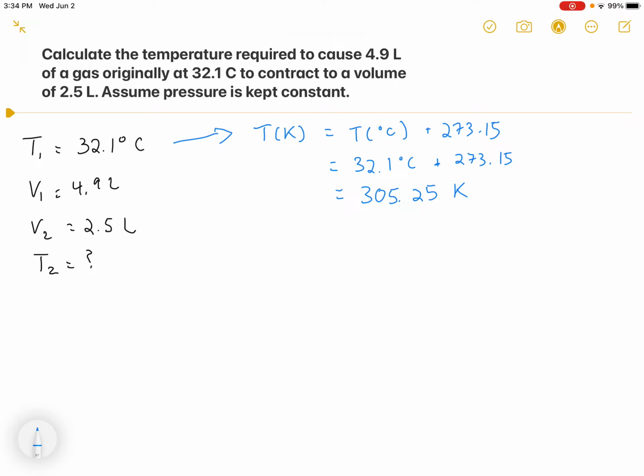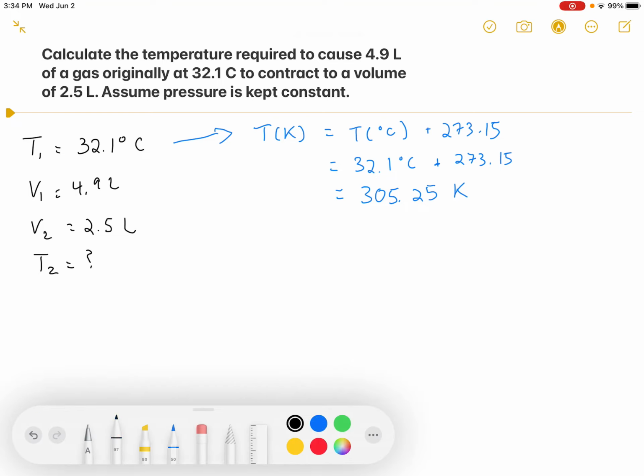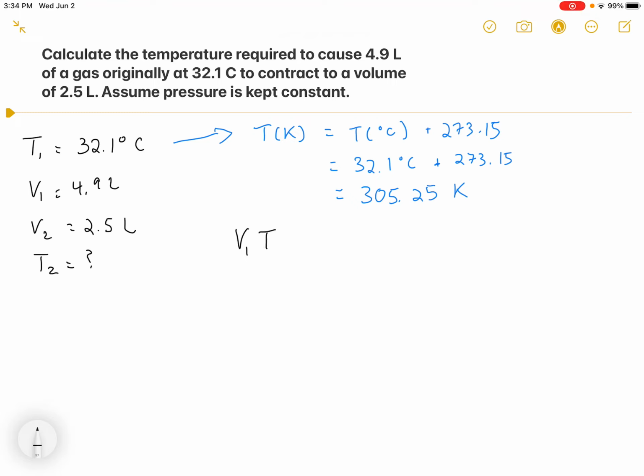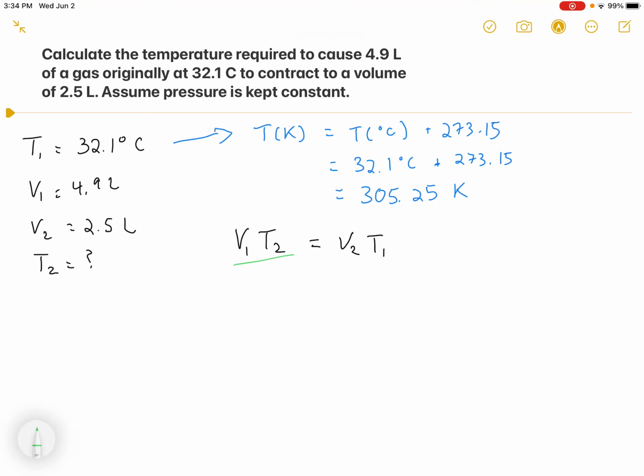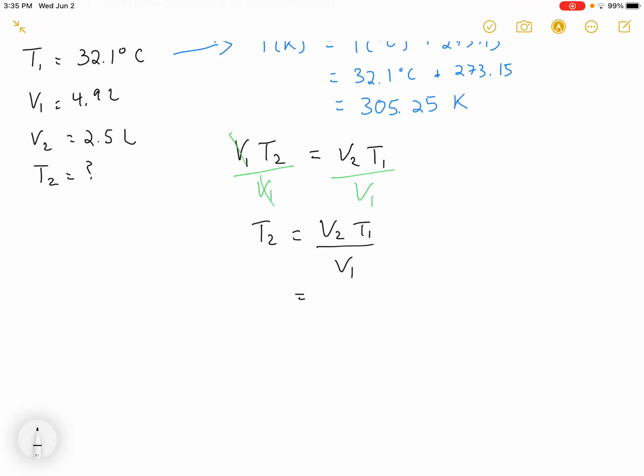So from there, we can then start to sub in some of our information into the Charles' law formula. So Charles' law is given as V1 times T2 equals V2 times T1. And then we want T2, or the final temperature, on its own. So to make that happen, we'll divide both sides of the equation by V1 to get a new expression. And then we'll just sub in all of our information.